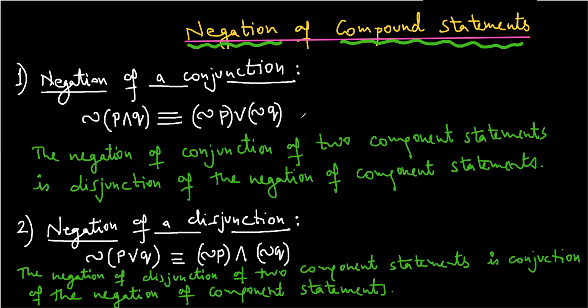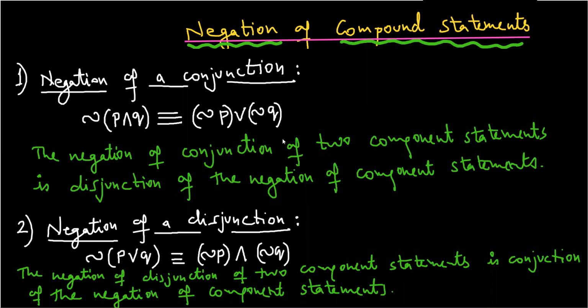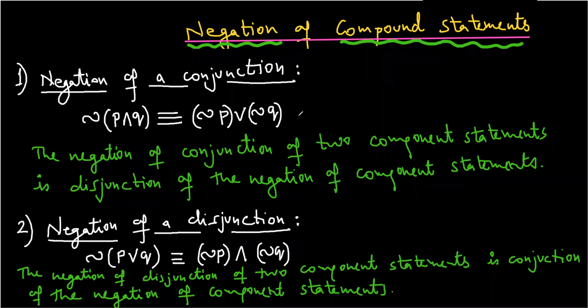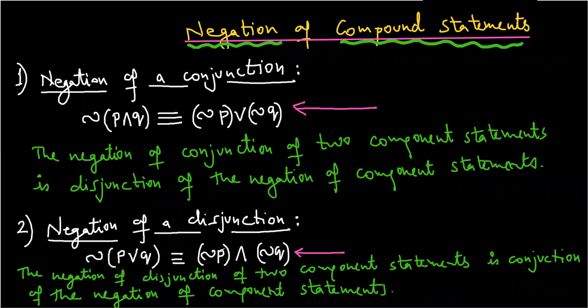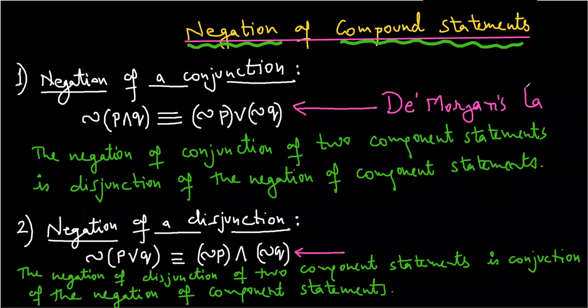These two laws, students, have one more name. These two laws are also known as De Morgan's law. You can also call this law De Morgan's law. That is, the negation of a conjunction is the disjunction of their negations, and the negation of a disjunction is the conjunction of their negations. These two are also known as De Morgan's law.